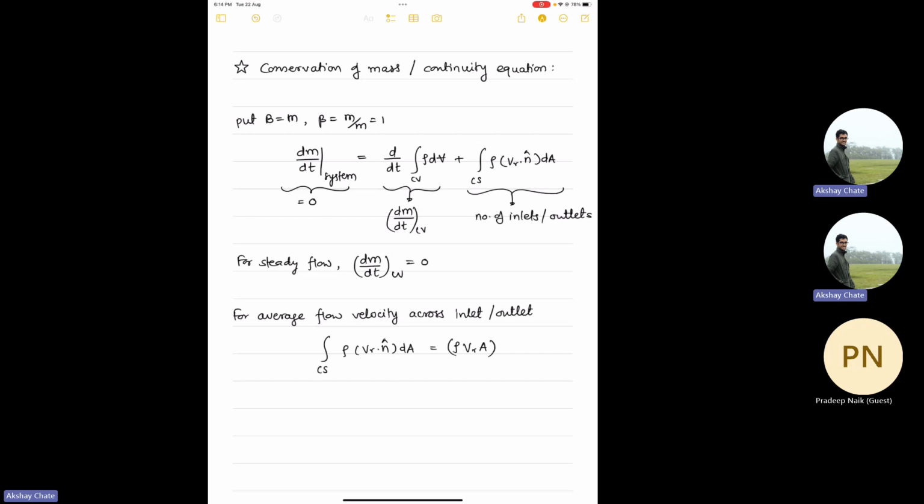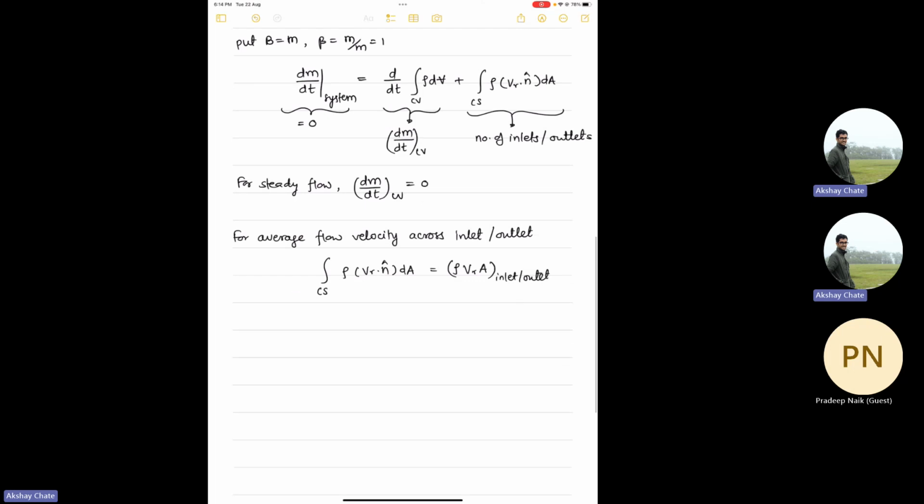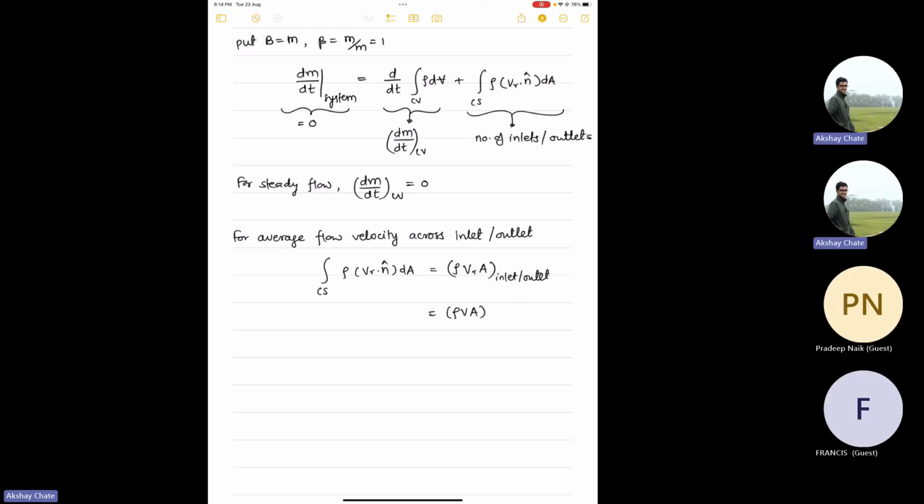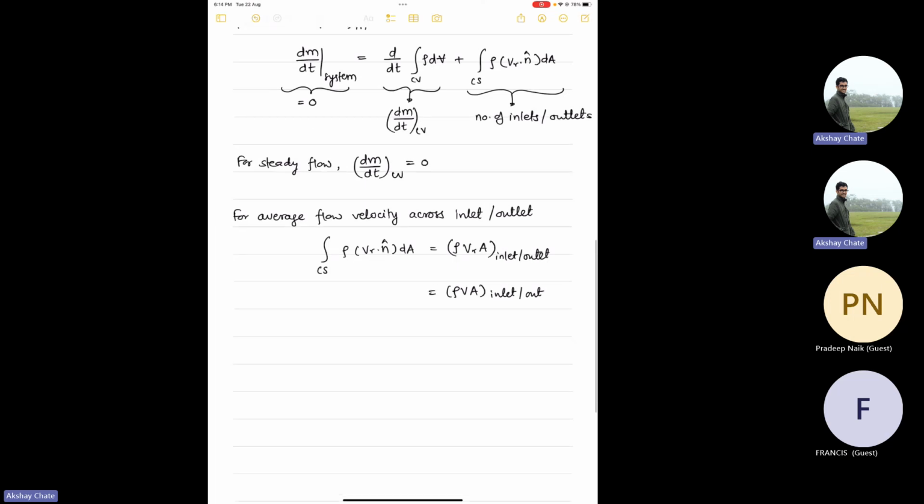Now it depends where you apply it, inlet or outlet. And if your control volume is not deformable and not moving, then this velocity term becomes just a velocity. There will be no relative velocity there, and then it becomes rho V A at inlet or outlet. And we know that mass flow rate is by definition given by rho A V, where V is the surface average velocity. So therefore, this is the average mass flow rate. So this essentially becomes m dot, and it depends where you want to apply it, inlet or outlet.